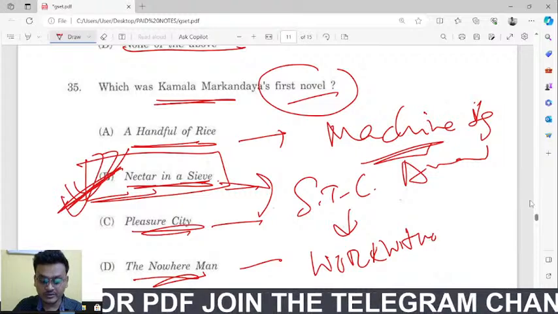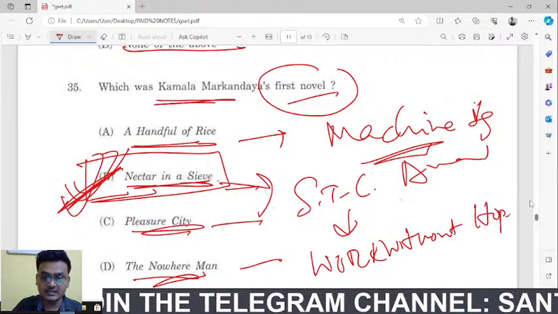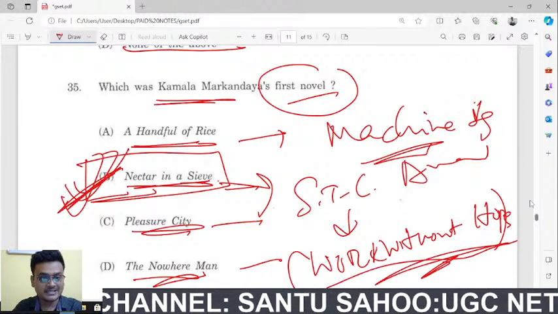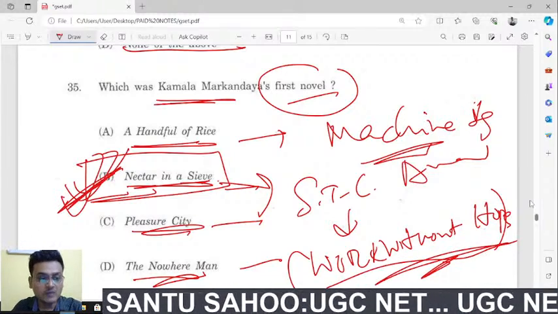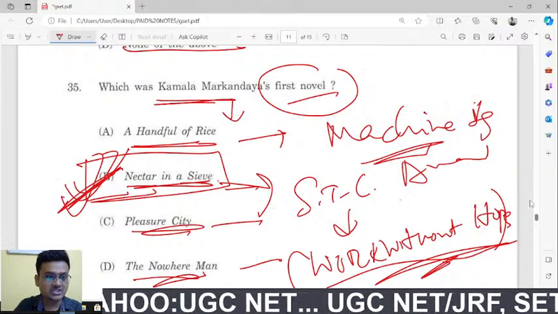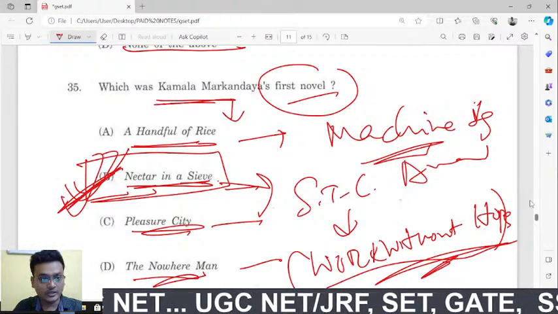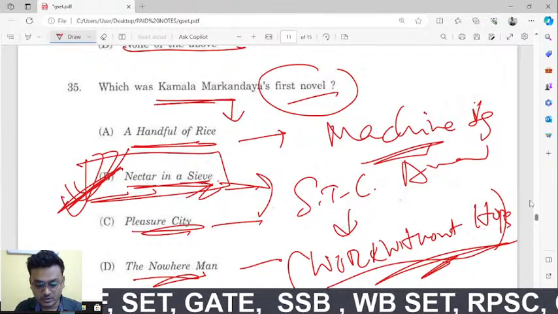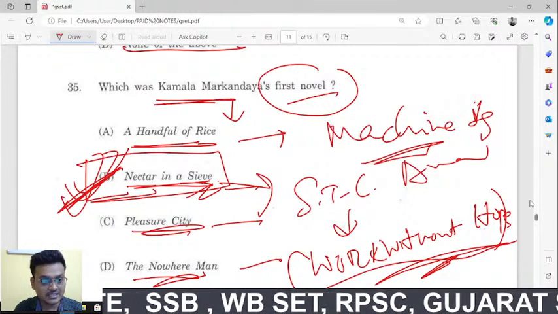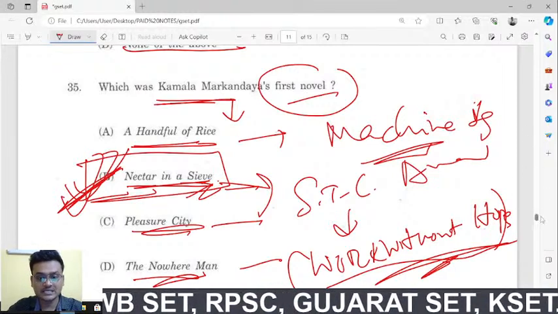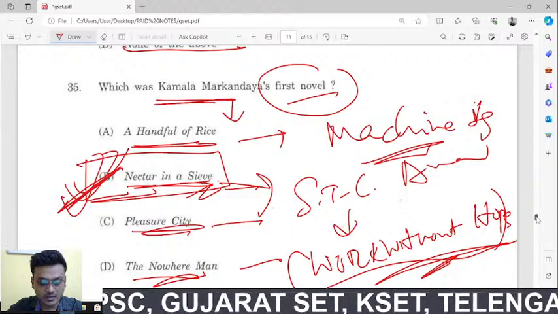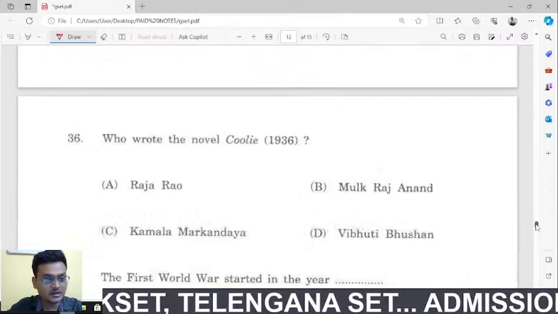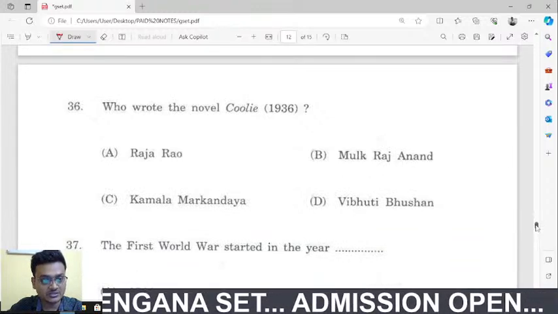Work Without Hope. Excellent, Tahida. So here is the work called Work Without Hope by Samuel Taylor Coleridge. From that work, Kamala Markandeya has taken the title for her debut novel Nectar in a Sieve. Well done. If you are following my videos, definitely you will be able to answer this question. I have also already discussed this question earlier.